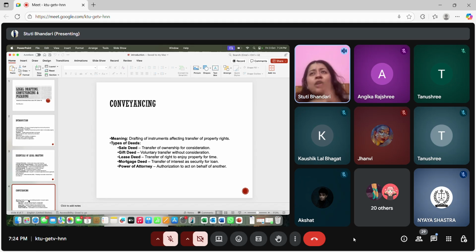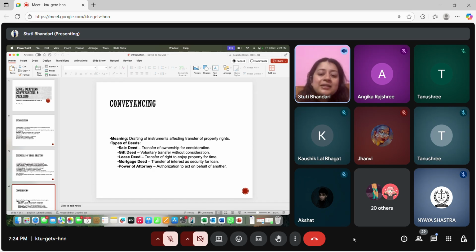So there are a lot of conveyancing deeds, but what we use normally and a lot in your district courts or in your day-to-day life are, first, a sale deed. If there is a sale or agreement to sell of a property, then you transfer the ownership through a consideration, which is the sale price. So sale deed is that. Gift deed is when you are voluntarily transferring a piece of property or anything to another person without consideration.